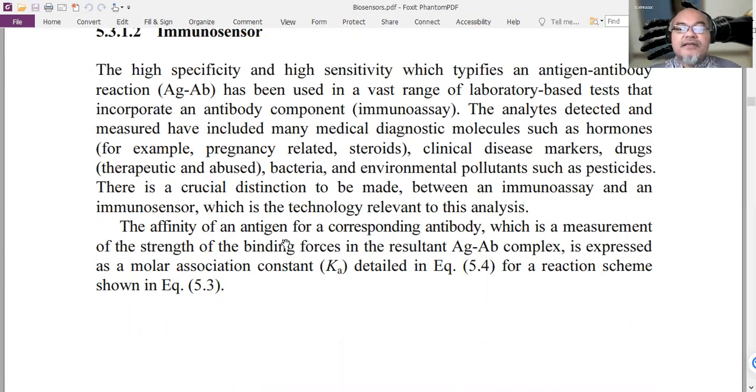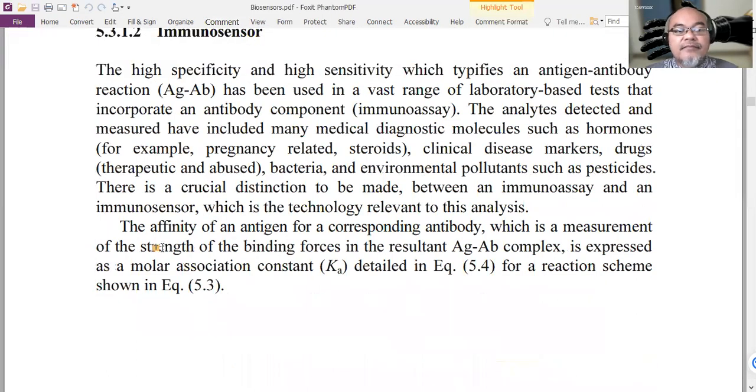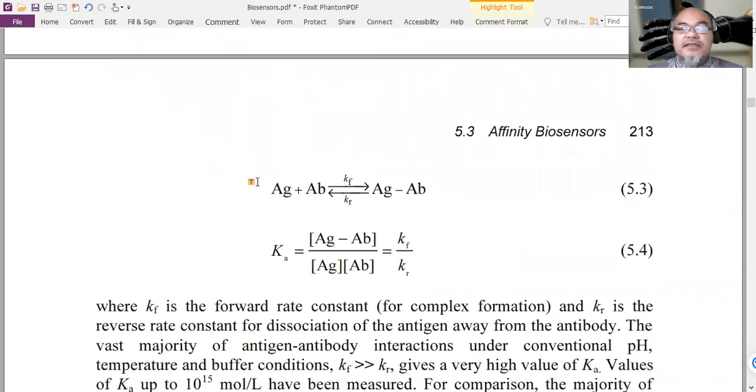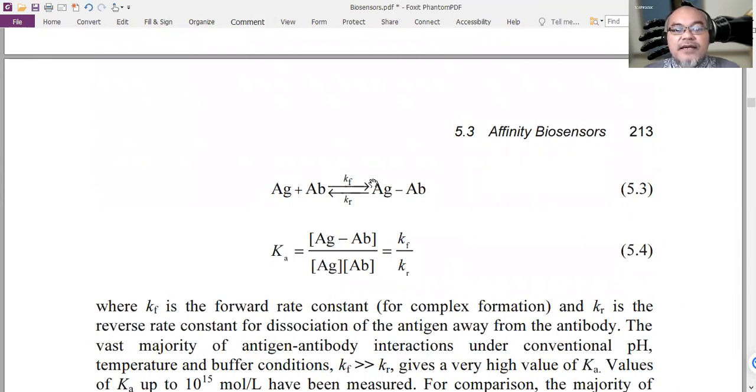The affinity is measured as a molar association constant. The binding of the antigen to a corresponding antibody, which is a measurement of the binding forces in the resultant AgAb complex, is expressed as a molar association constant. So this is expressed like this reaction scheme. Between the antigen and antibody, there is a Kf, the formation or association constant, to make the AgAb complex, and basically it can go back, dissociating into the original antigen and antibody molecules.